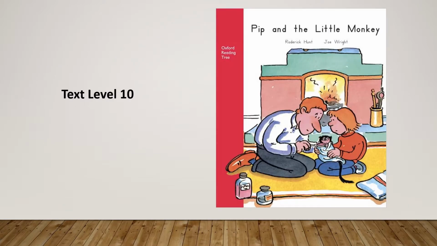So now what I want to do is show you a text level 10, Pip and the Little Monkey. If you've had this book, you know what I'm talking about. The text is a little bit odd on it. It's on the left side, it's on the top, and maybe it's either on the top or bottom of each page. So they really have to notice where the text is at.